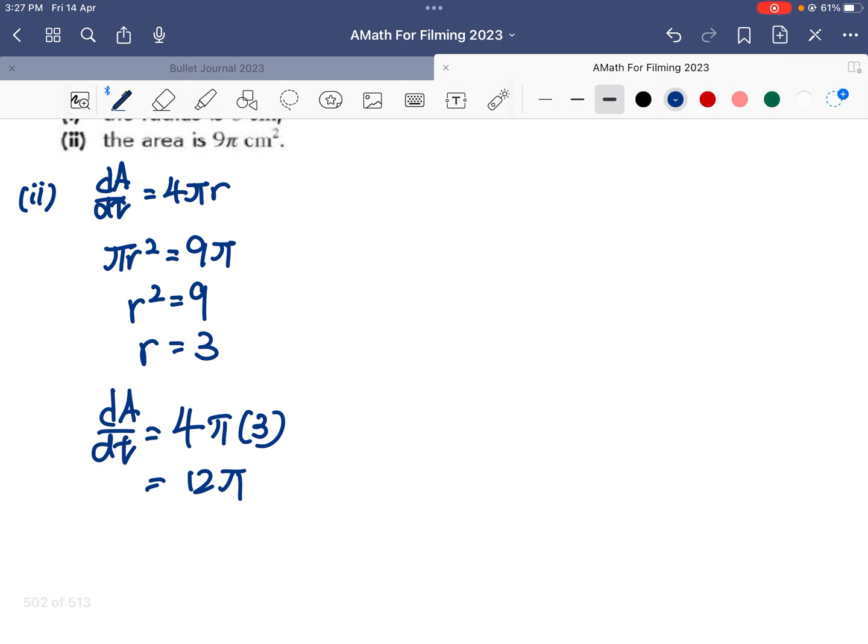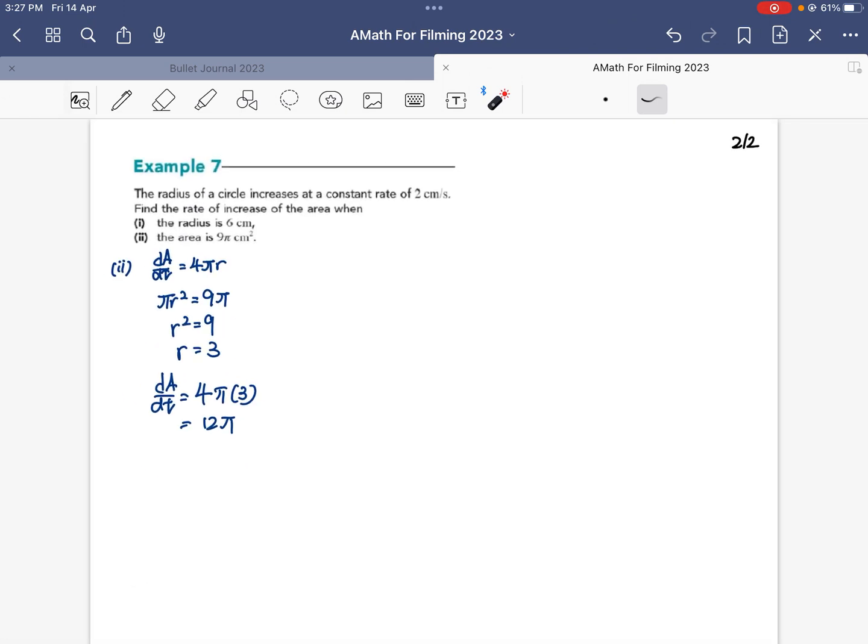This means that when my area is 9 pi cm square, the radius is 3 cm, and at this moment in time when the radius is 3 cm, the rate of change of area with respect to time is 12 pi cm square per second.